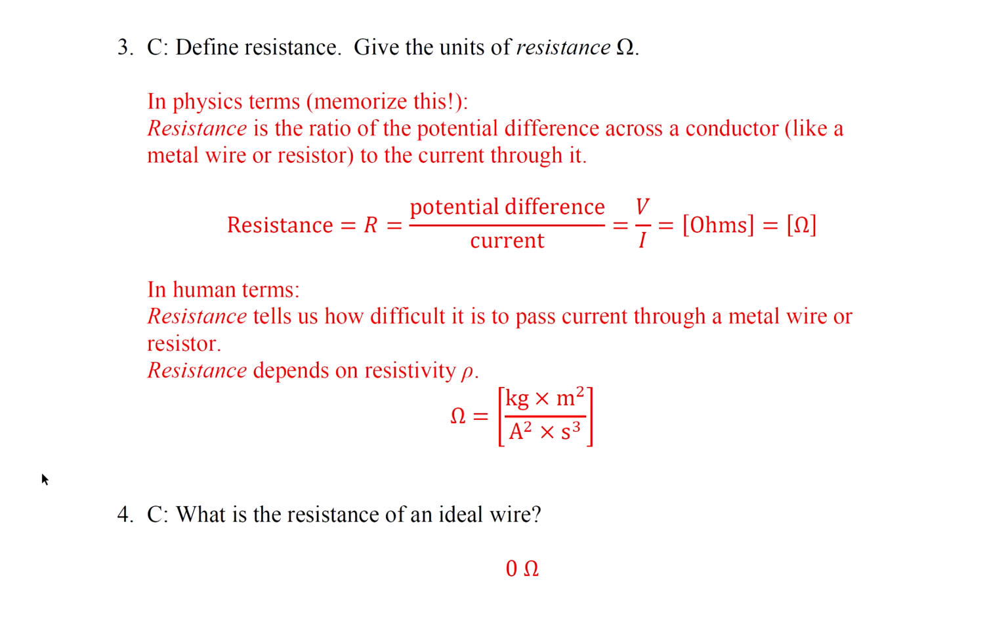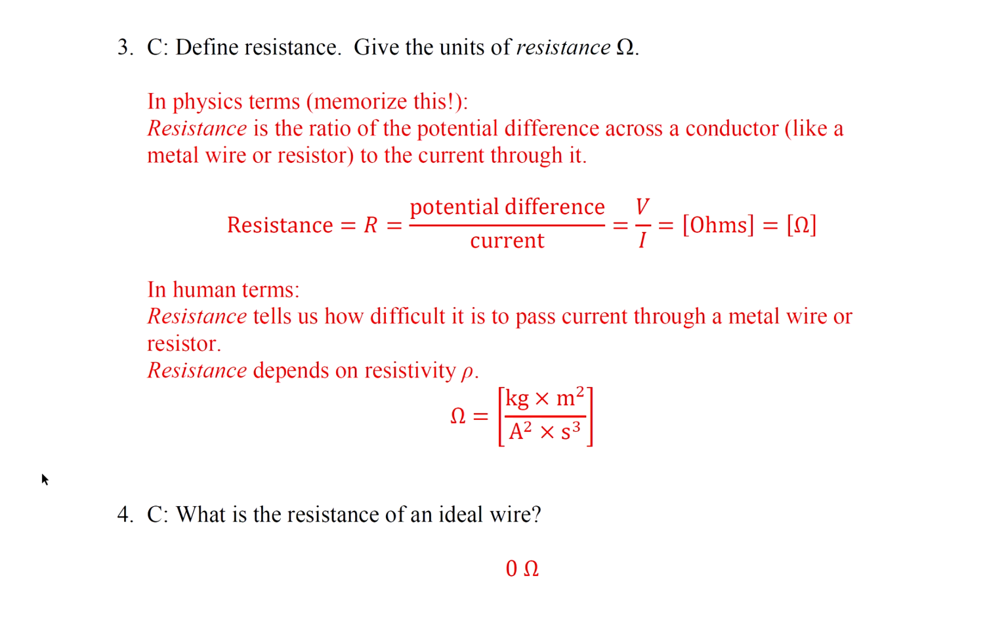Question 3. Define resistance. Give the units of resistance, omega. So resistance is the ratio of the potential difference across a conductor, like a metal wire or resistor, to the current through it. So resistance is potential difference divided by current. It has units of volts per ampere, or ohms, which is the Greek letter omega.